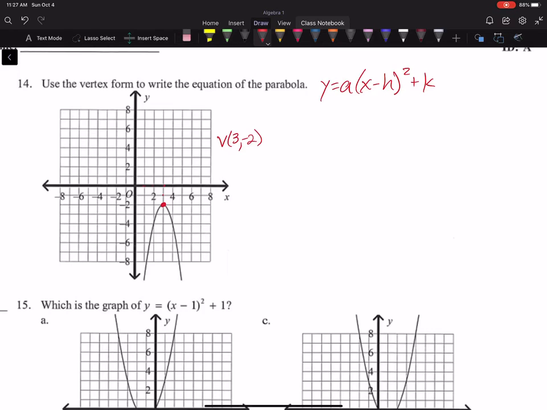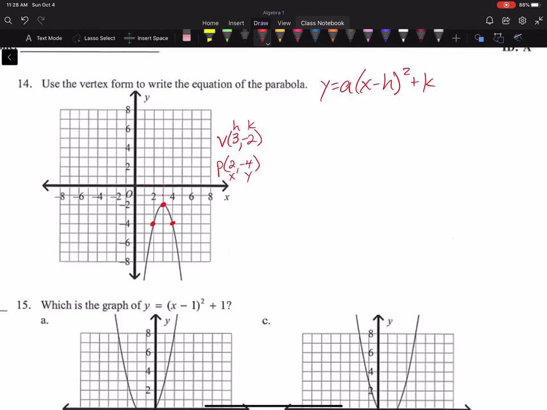A point. Okay. We just need another point. So I'm going to pick this one right here. I could have picked this one. It doesn't matter which one you pick. Okay, so I'm going to pick the first one right here on the left. So that's 2, down 4: (2, -4). There's h, there's k, there's x, there's y.